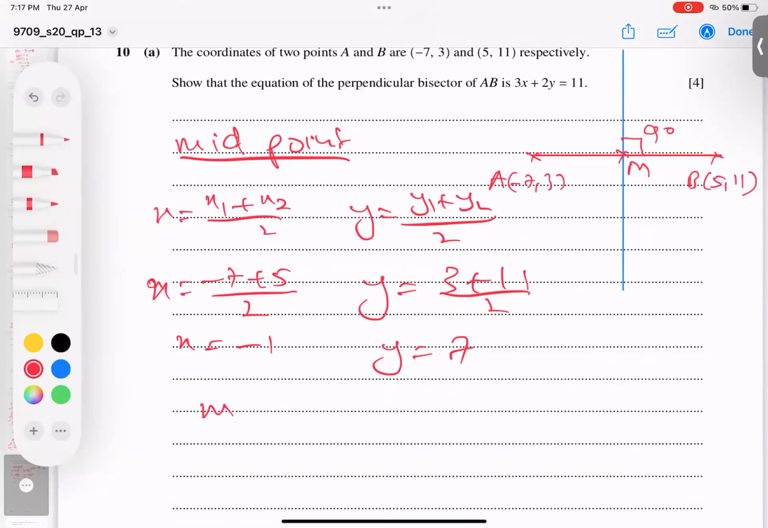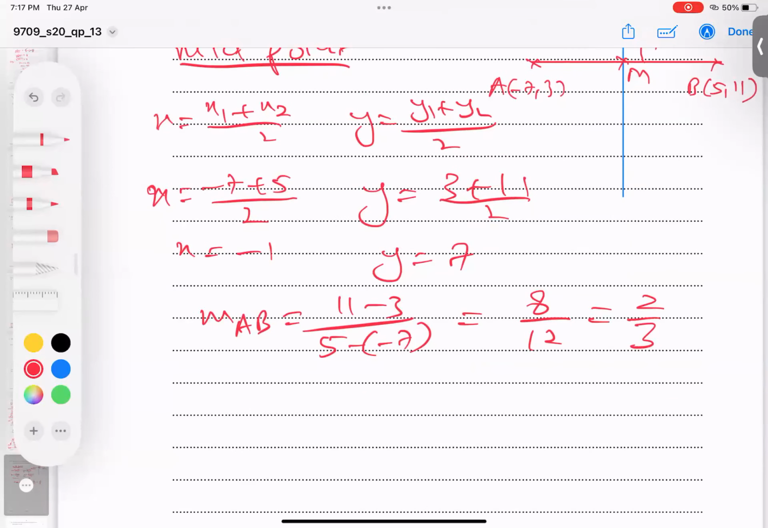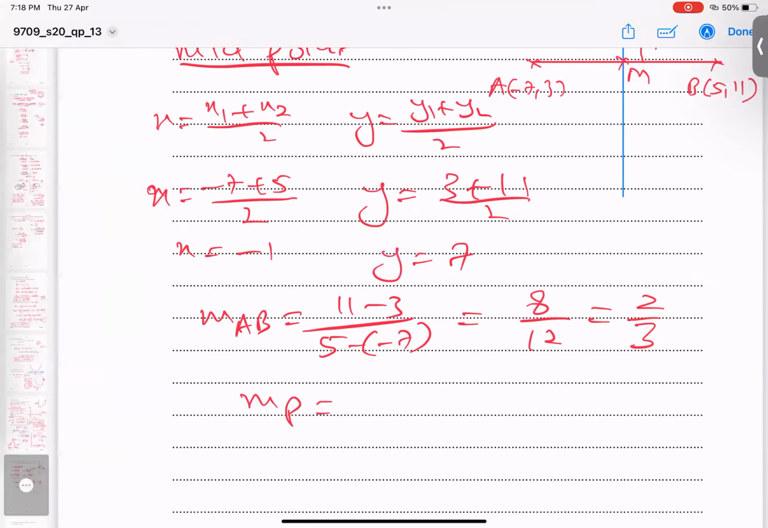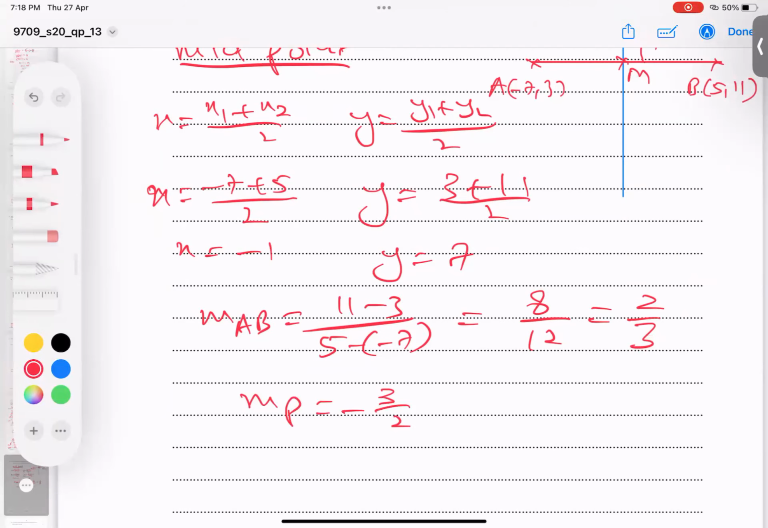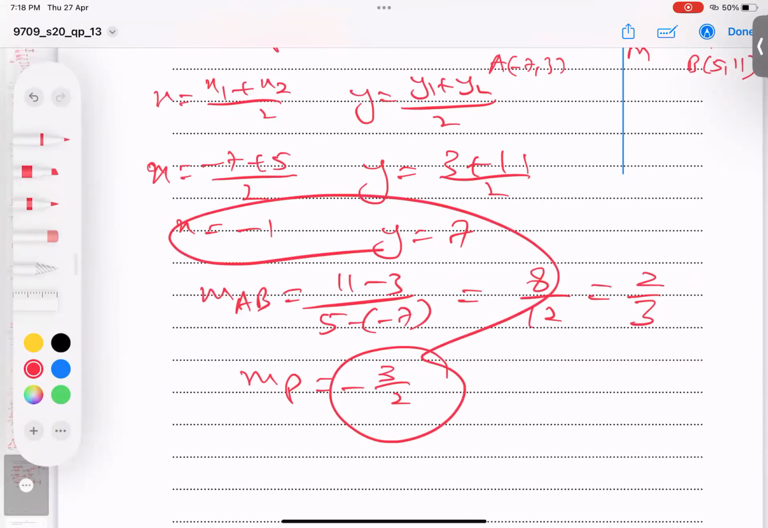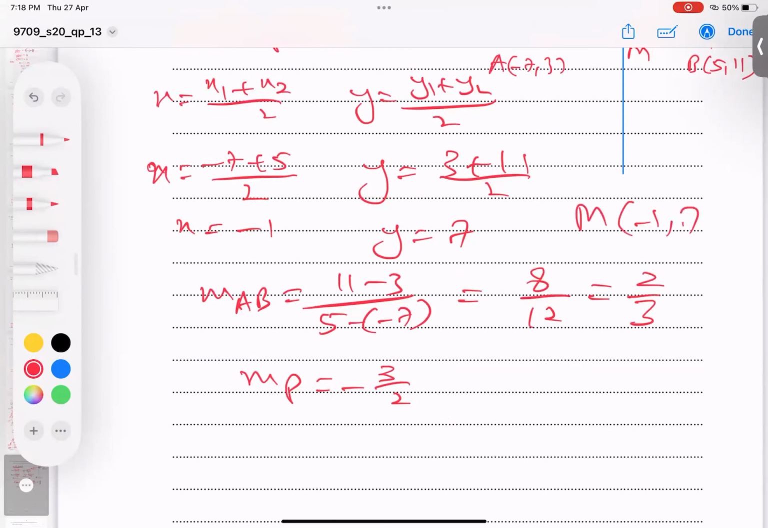What is the gradient of the AB line? AB gradient is y2 minus y1 over x2 minus x1. I got 8 and I got 12. So 4 2s are 8, 4 3s are 12, so 2/3 is the gradient of that. And what is the perpendicular line? Negative reciprocal. So flip it, 3 up, 2 down, sign change. Use this and use the midpoint. And the midpoint I just got is (-1, 7).